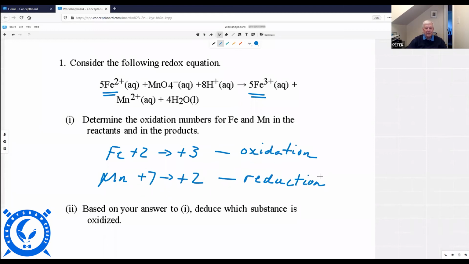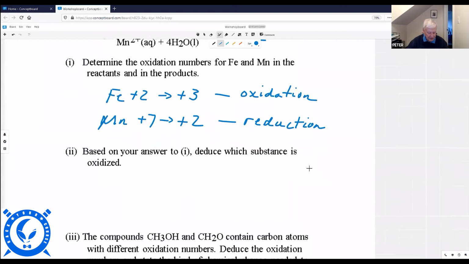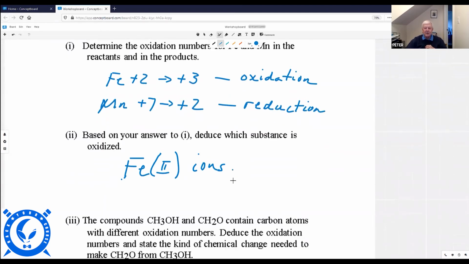And so the Fe2+ is the entity that is oxidized. Or technically, I guess you would say here, the iron 2 ions are the species that undergo oxidation. In other words, they are the reducing agent.